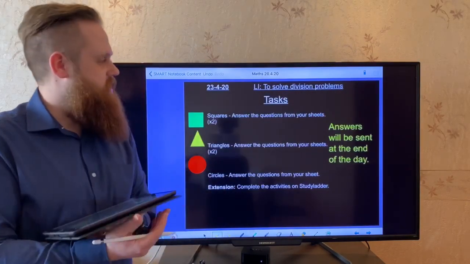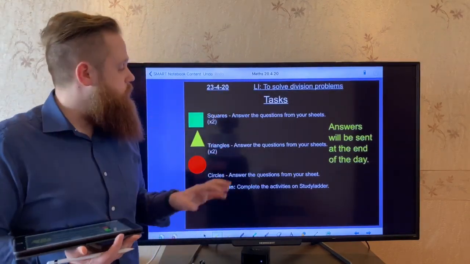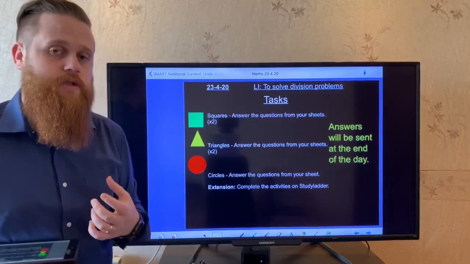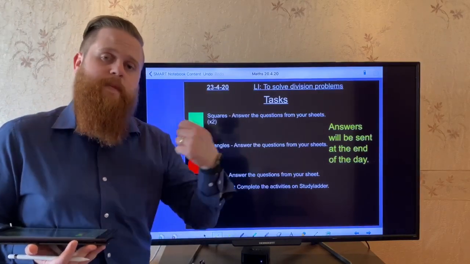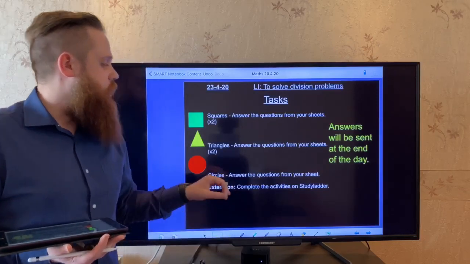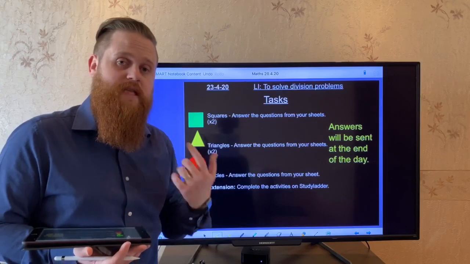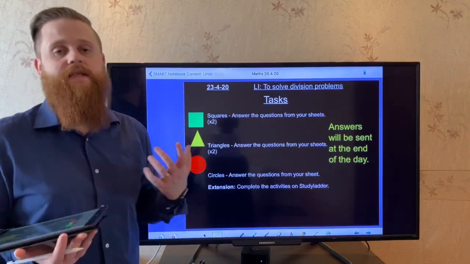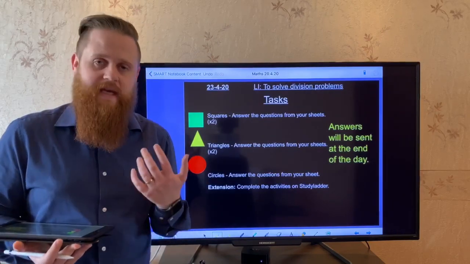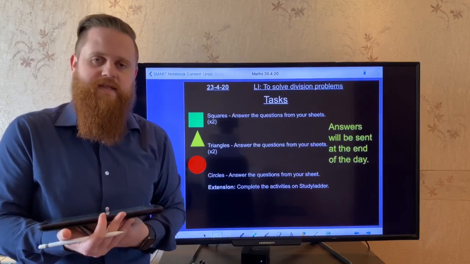So, your tasks. Squares and triangles, you have got 2 sheets. You'll see them labelled for you. Answer those questions, and again, if you want me to mark them, send me a photograph and I will mark them for you. Otherwise, answers will come at the end of the day. Circles, you have got 1 sheet today. Answer your questions. Again, if you want me to mark them, send them to me. There are some activities on Study Ladder for you to complete, so have a go at them if you want an extra little challenge.